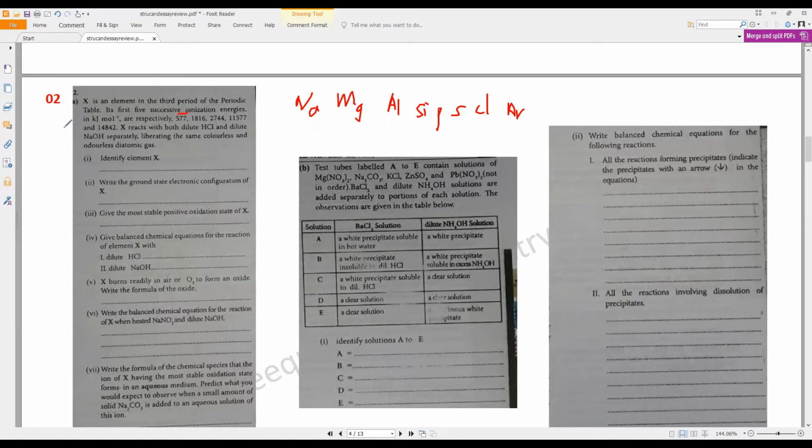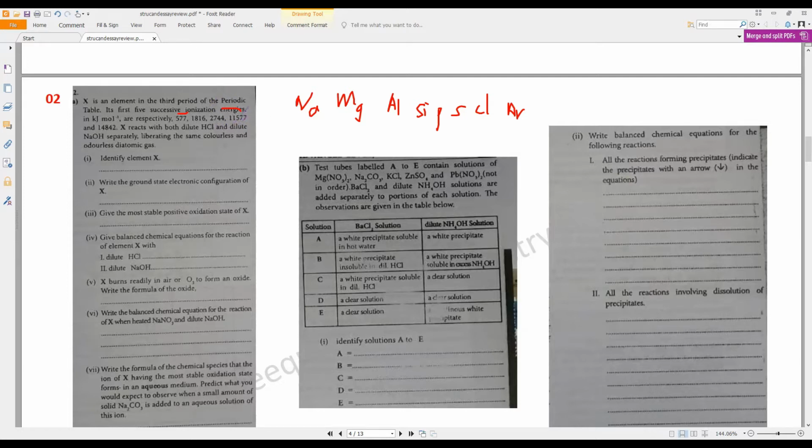So you can see here, they have given 5 successive energy values. The first one is 577. The second one is 1816, so there's a little bit of difference here. And then the next one is 2744, so the difference is more or less the same. There is not much difference between these three. But when you go from the third one to the fourth one, you can see there is a difference of around 8,000. So this should give you the idea.